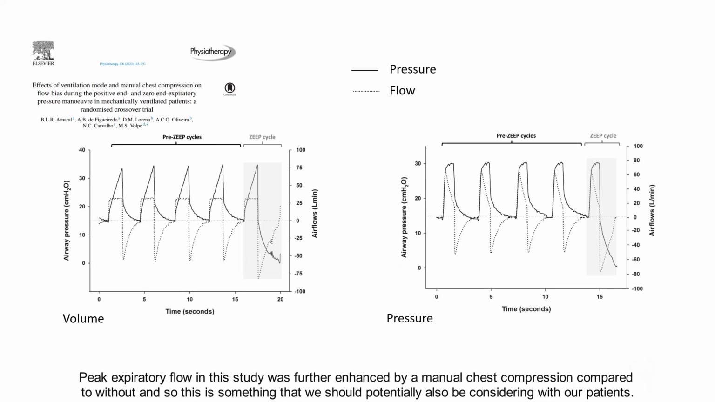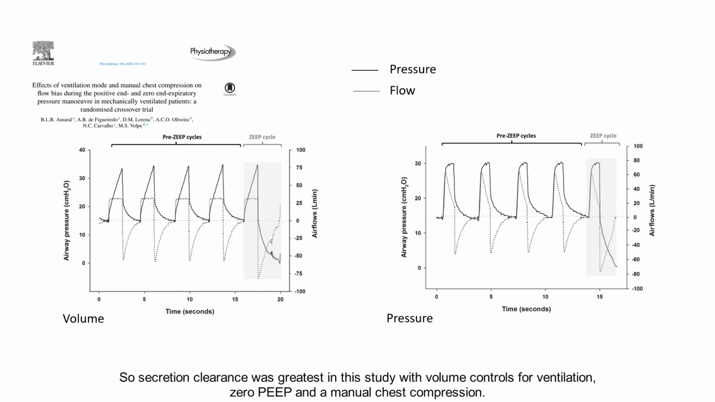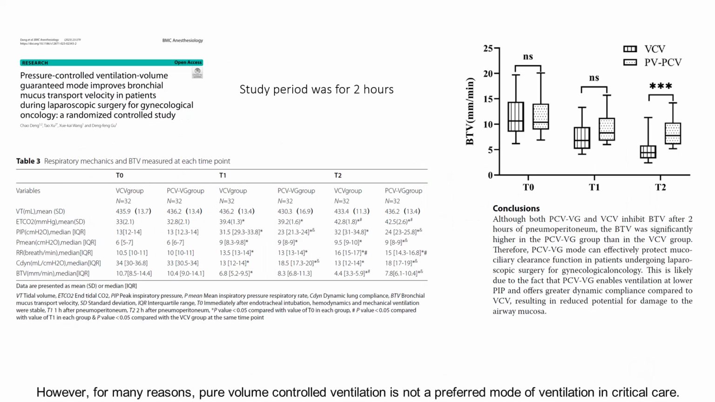Peak expiratory flow in this study was further enhanced by a manual chest compression compared to without, and so this is something that we should potentially also be considering with our patients. So secretion clearance was greatest in this study with volume controlled ventilation, zero PEEP and a manual chest compression. However, for many reasons, pure volume controlled ventilation is not a preferred mode of ventilation in critical care.